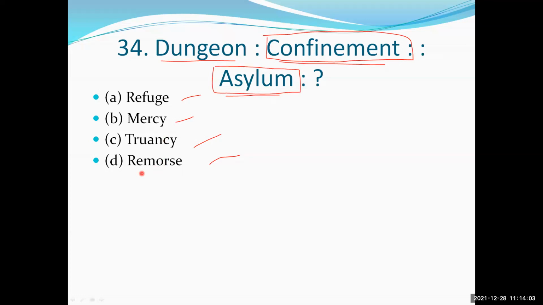So I got an answer from Sayush. They are saying it's a refuge. So refuge, who are refuge? Refuge are the people who do not have their own home, who do not have their own land, who are not from that particular country. So these people are called refuge. So asylum is a place for such people who are from another country, another nation, who are not having their own home. So that is refuge.